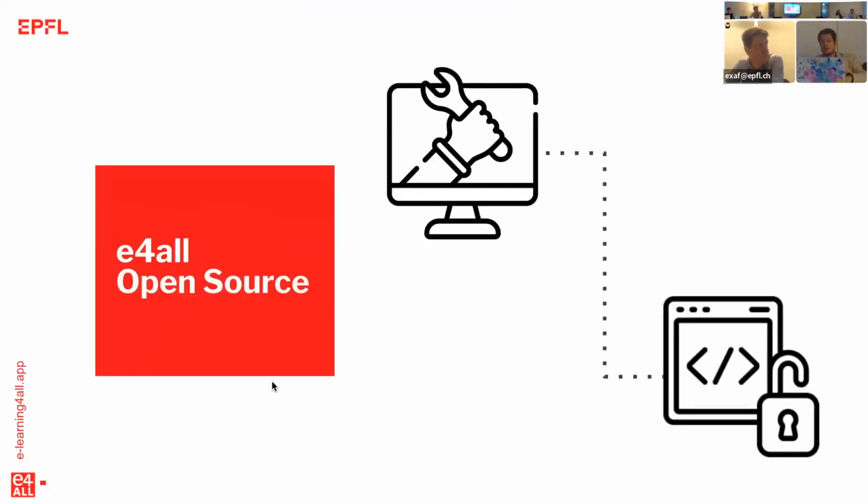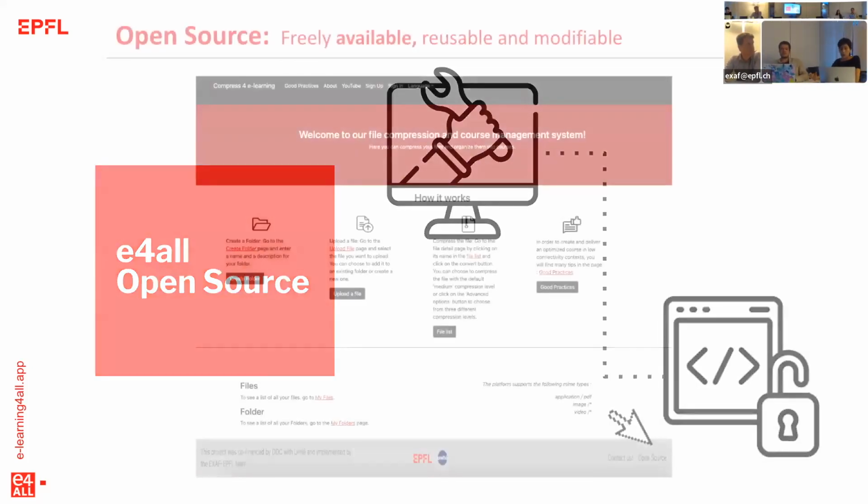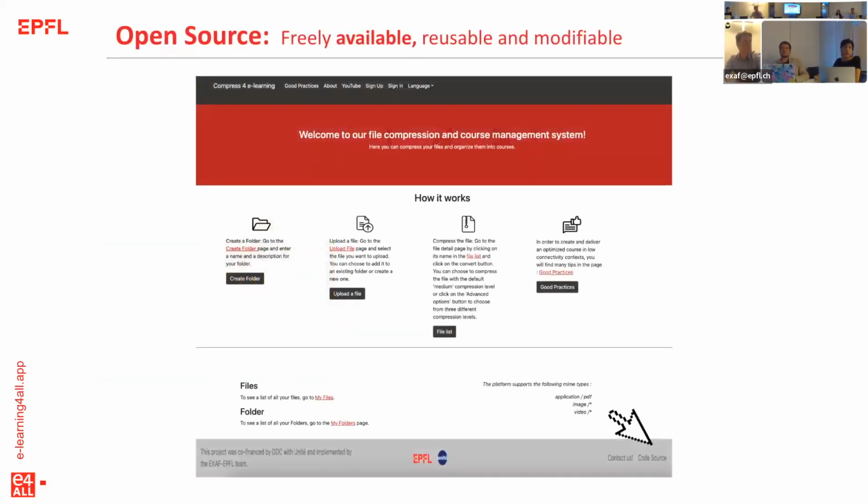Okay. So I hope the idea of the E4all is clear and what it does is clear. We're gonna move to a bit more technical side of it. So Jimena. Hello. So we thought it was important to highlight in this presentation that our web application is open source. So open source means that it is freely available, reusable, and modifiable.